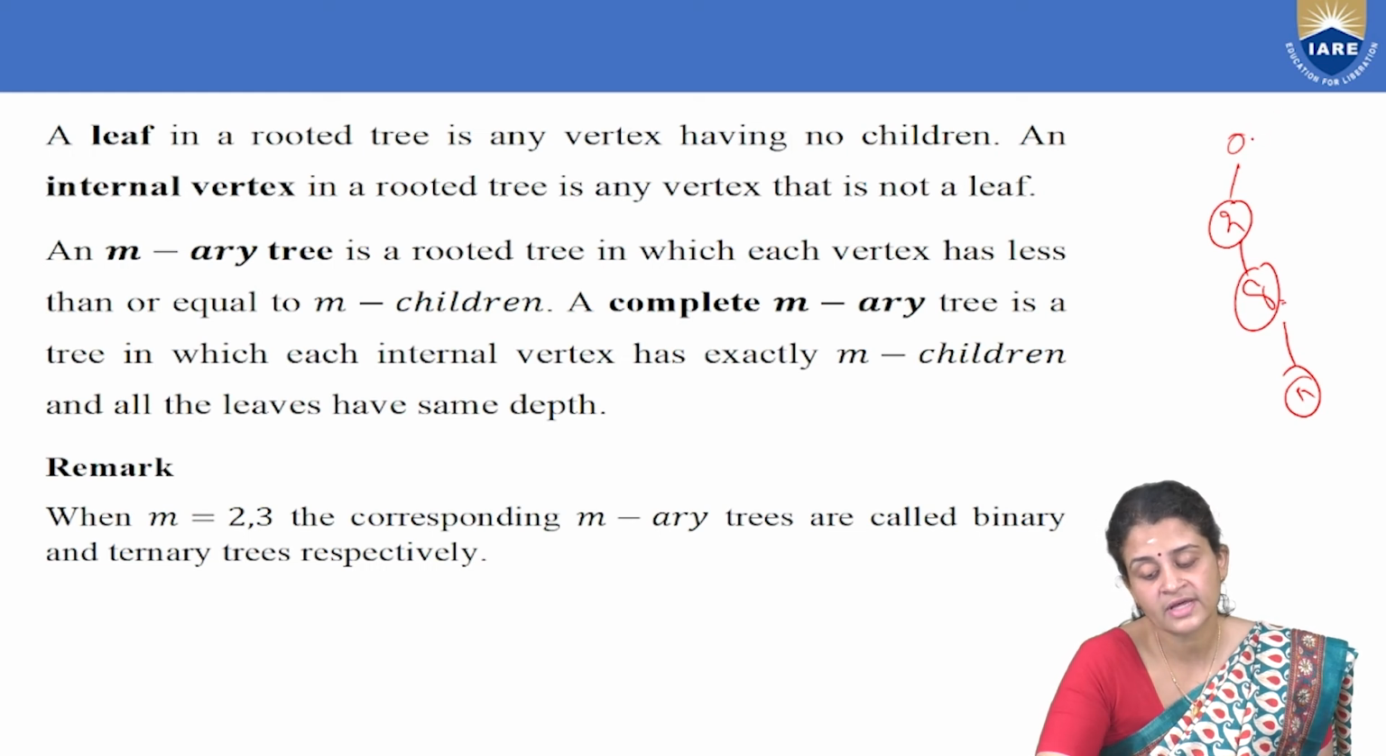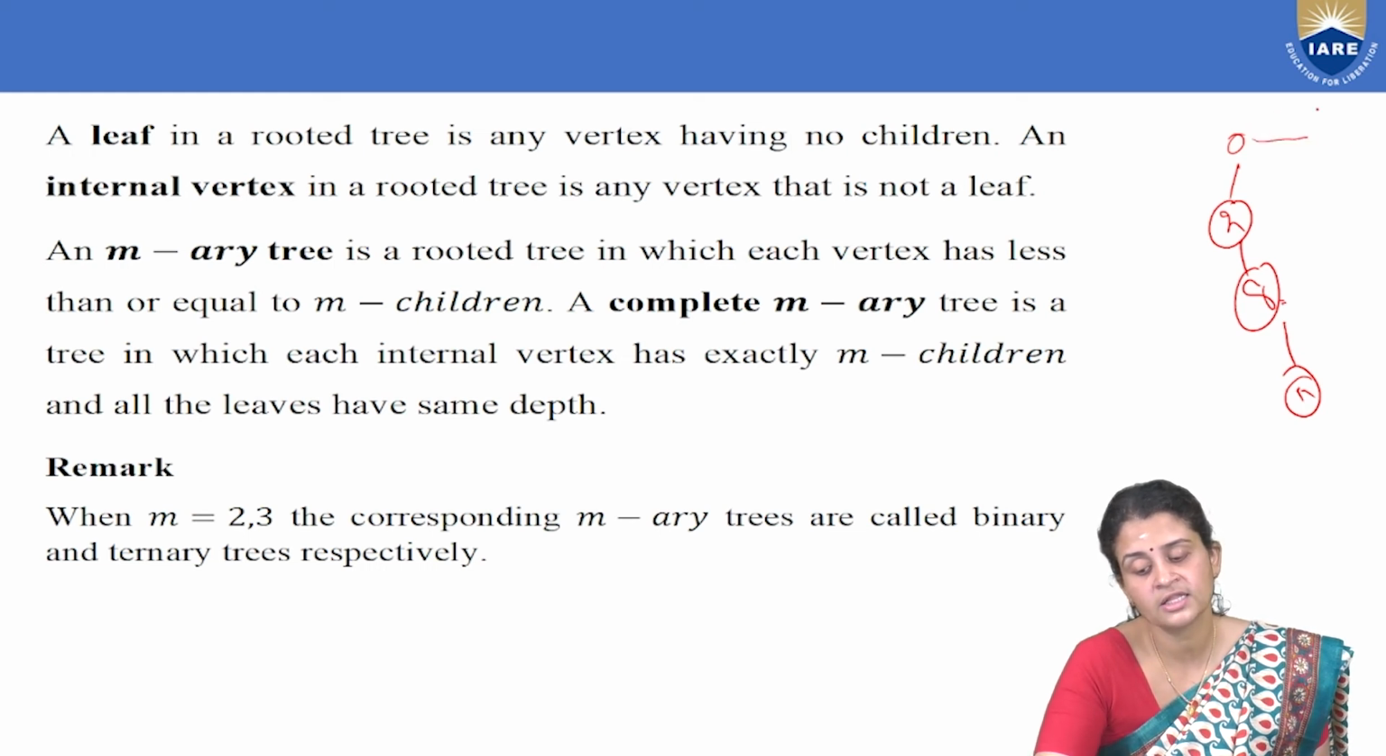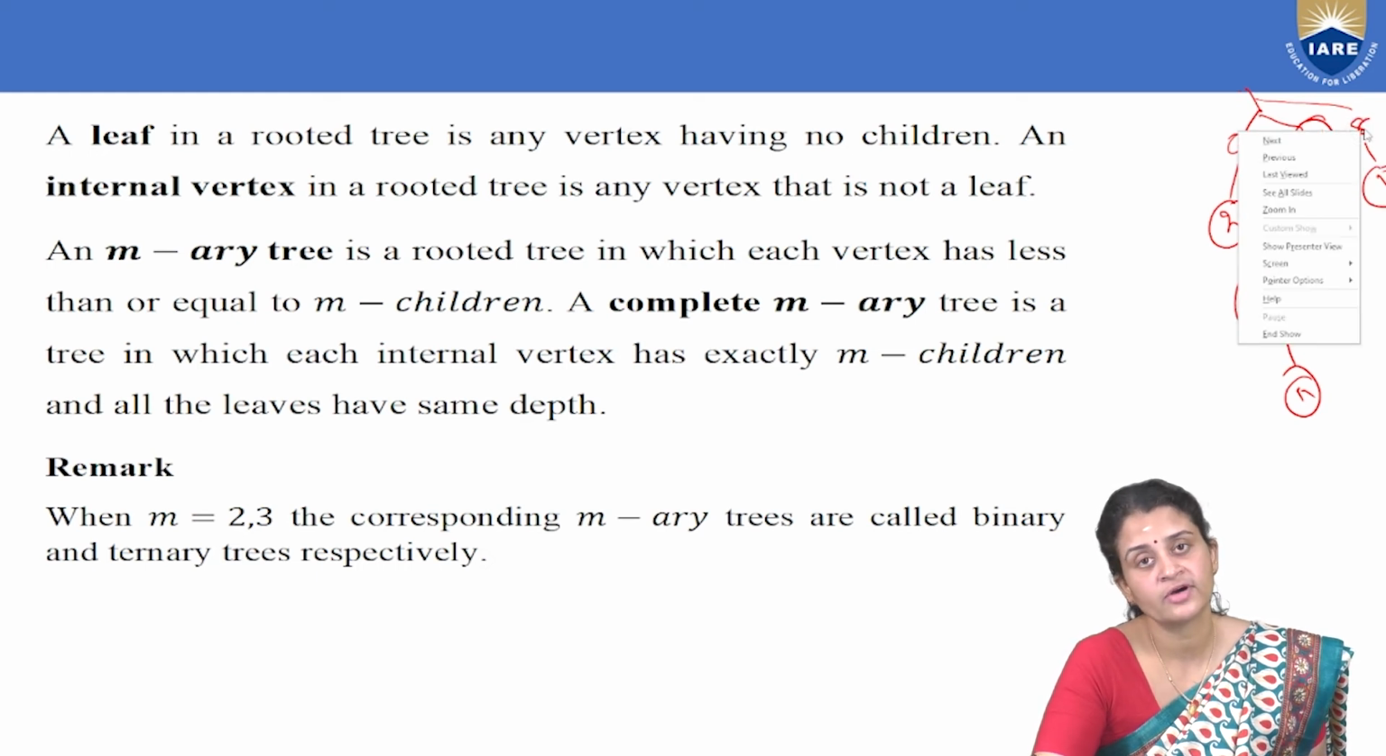But in another case we have start, and from the start we have gone to 11 itself. Here 11 is a leaf only. And in some cases we went to 8, then 11. Here 11 is a leaf, 8 is an internal vertex.